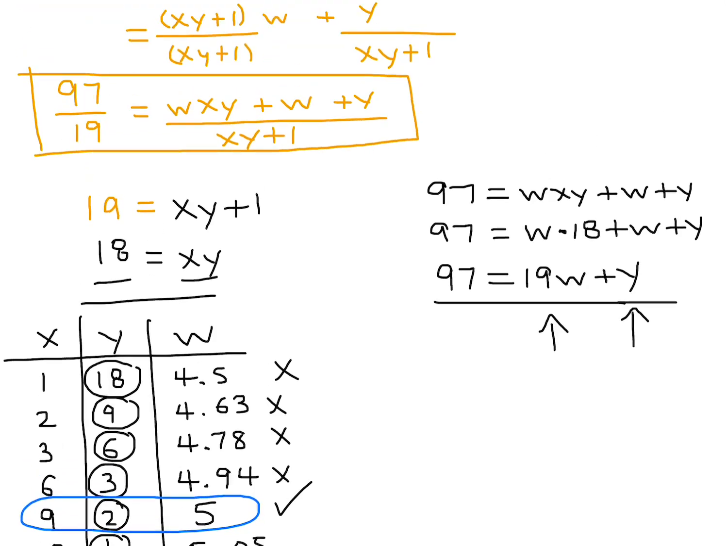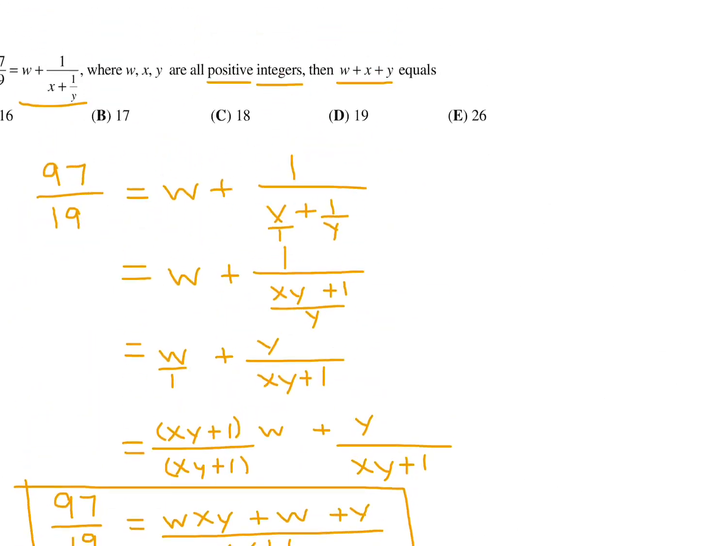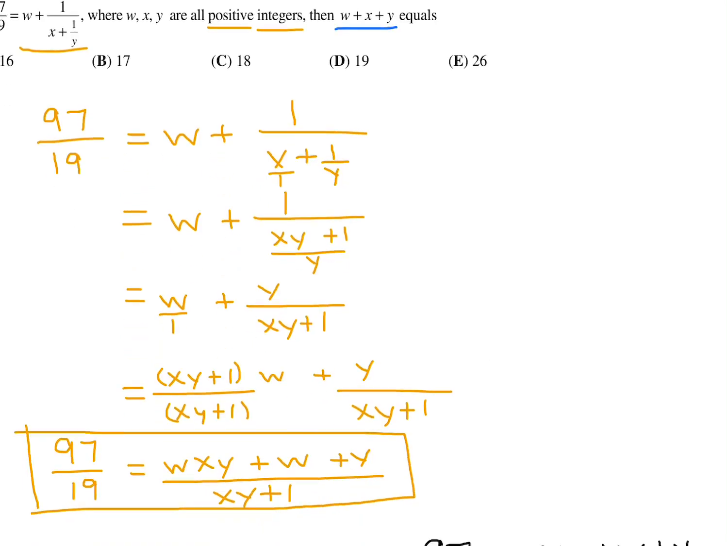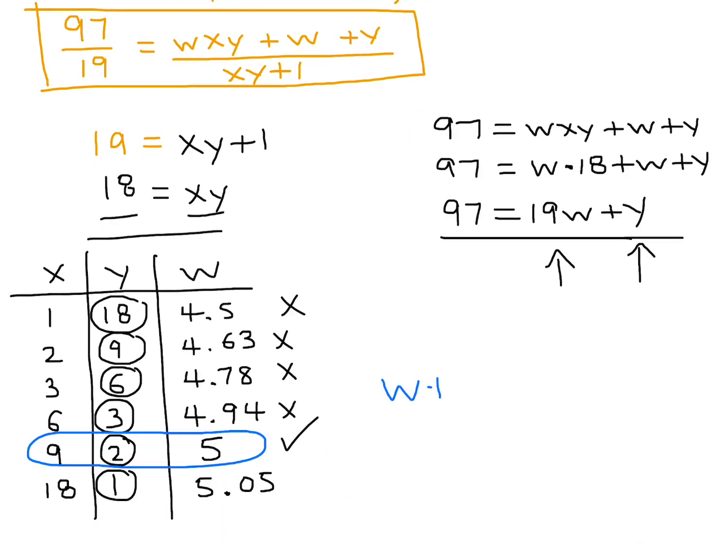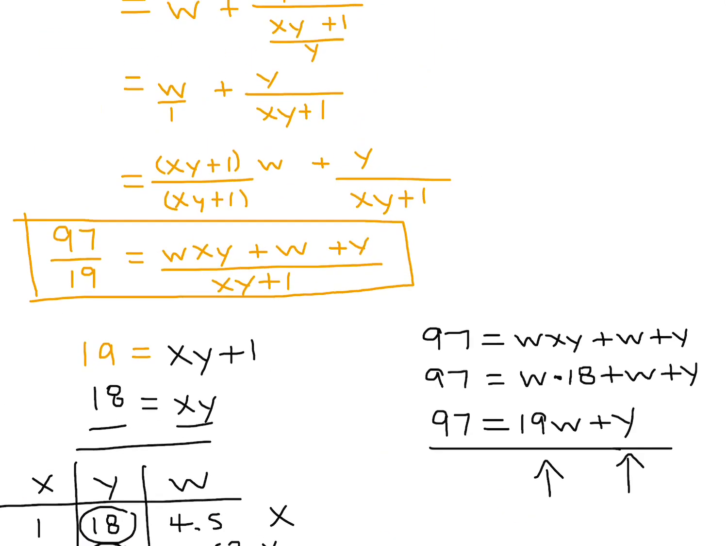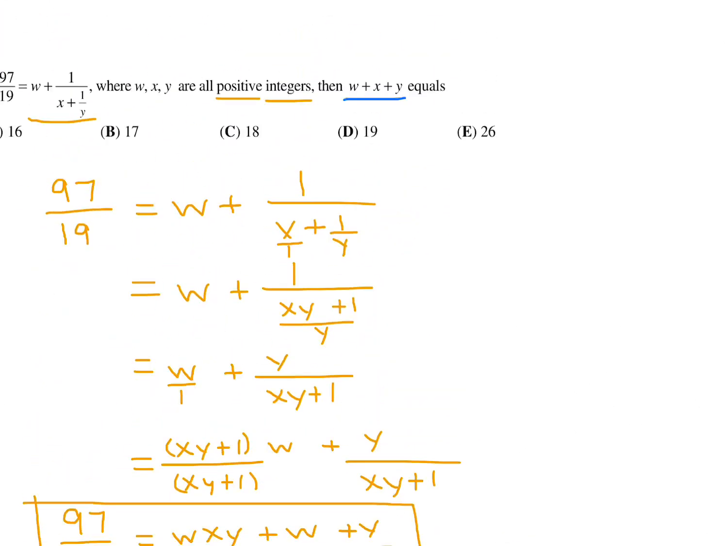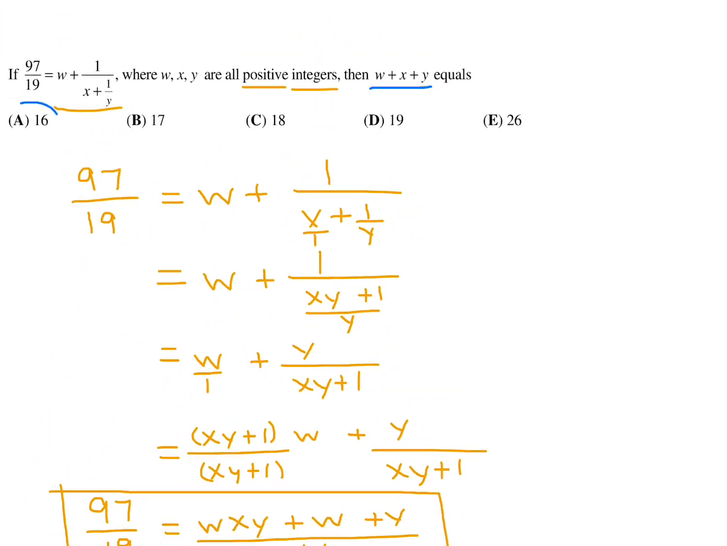Now what is the question asking us? What is w plus x plus y? Well, w plus x plus y is 5 plus 9 plus 2, which is 16. And therefore, the answer to this question is A.